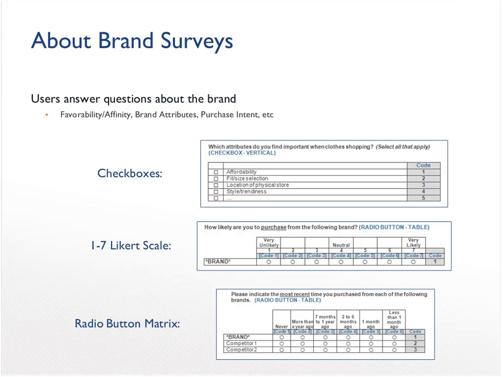There are checkboxes, which can be a binary 1-0 answer, such as do you shop for clothes based on affordability. Some of the questions are 1 through 7 Likert scales, with 1 being unlikely to purchase and 7 being very likely. Our goal is to try to drive 6 and 7s. And in addition, some radio buttons where they will be coded.